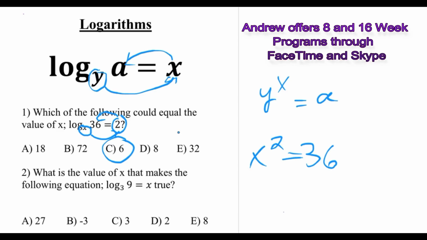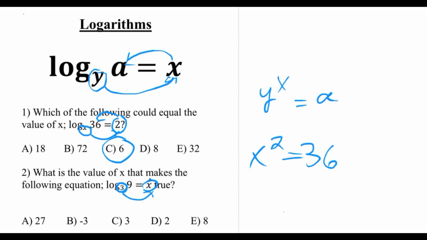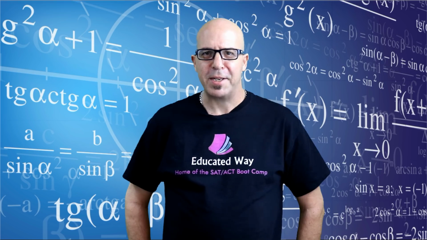Number 2. What is the value of x that makes the following equation log base 3 of 9 equals x true? Same deal. 3 to the x power equals 9. Well, what is x? X is 2 because 3 to the second power equals 9. 3 times 3. Great start, students.